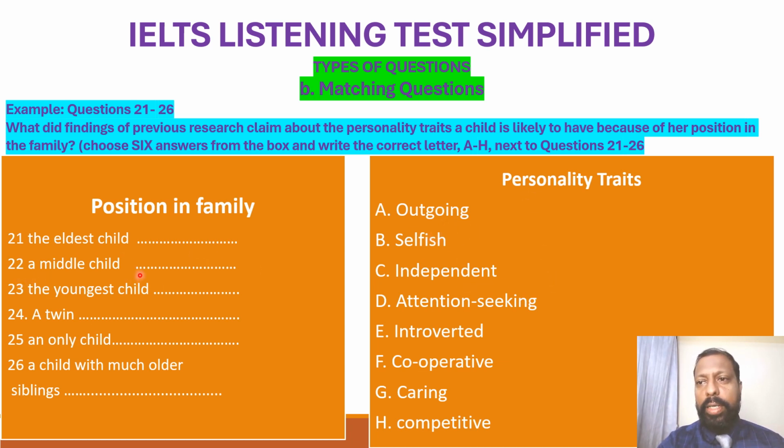Similarly, for other questions, say middle child, what is the characteristic or personality trait of that child? Or the youngest child in the family, or a twin, or an only child, or a child with much older siblings. For example, the first child may be 25 years old, whereas the second child would be just 1 or 2 years old. What personality traits would such children develop in the family? So identify your answer from the listening track and choose the correct letters here.